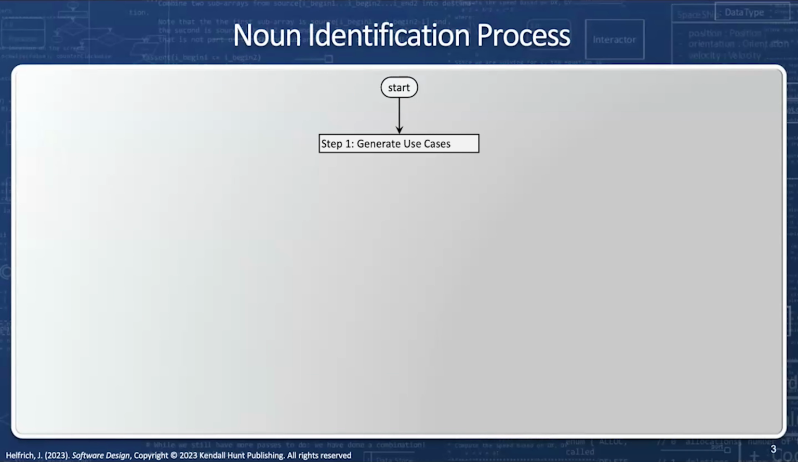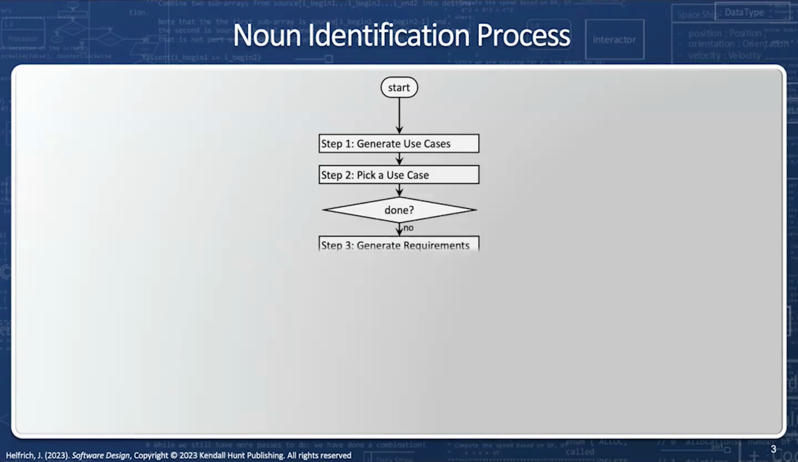Now, it's easy to start with these use cases, but they are not quite specific enough to do the noun identification process. So from here, then we're going to pick a single use case from the collection of use cases we have, and usually we start with the most specific one. And then we're going to say, hey, are we done? Have we got through all our use cases yet? Probably not, so let's continue on.